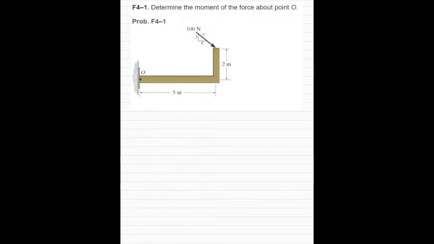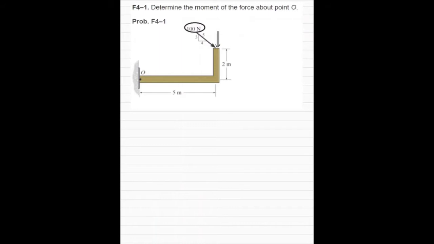So today we're given the problem, determine the moment of the force about point O. So first, when we start out this problem, just recognize that the only force we'll be using to calculate this moment is that 100 Newton force, but you see it's at that 3, 4, 5 triangle right there. I'm going to want to split it up into an x and y component to make finding the moment a little bit easier. So let's start off with the y component of this 100 Newton force.